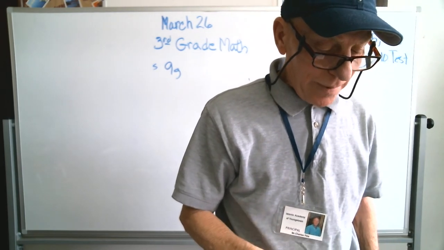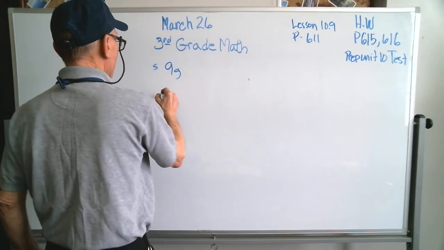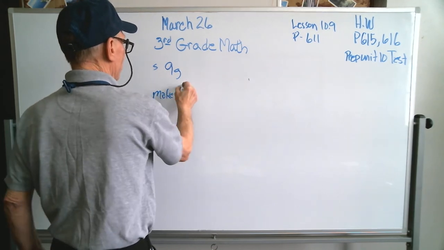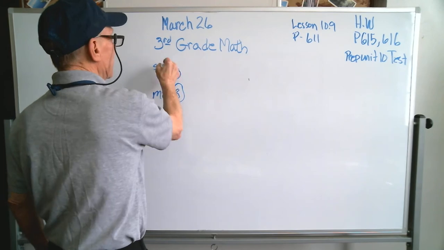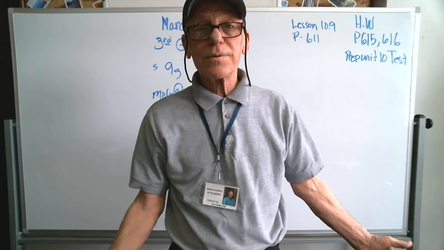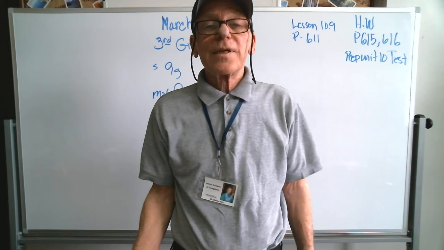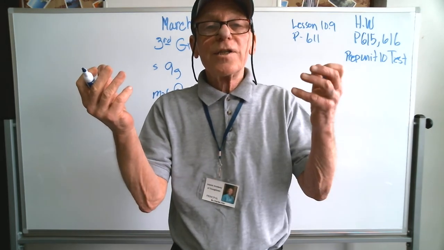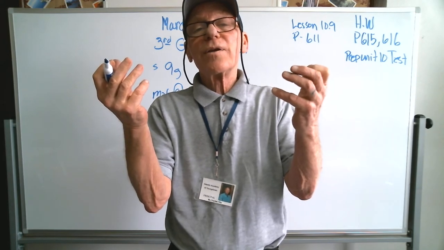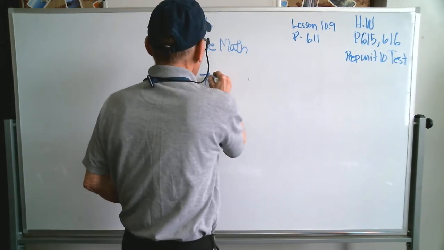How many grams of strawberries are in 8 smoothies? She wants to make 8. Each one has 9 ounces of strawberries. Now, if you're right on top of your multiplication tables, what's 8 times 9? She needs to know how many strawberries for 8 of those smoothies. 8 times 9 is 72. I hope you know that.